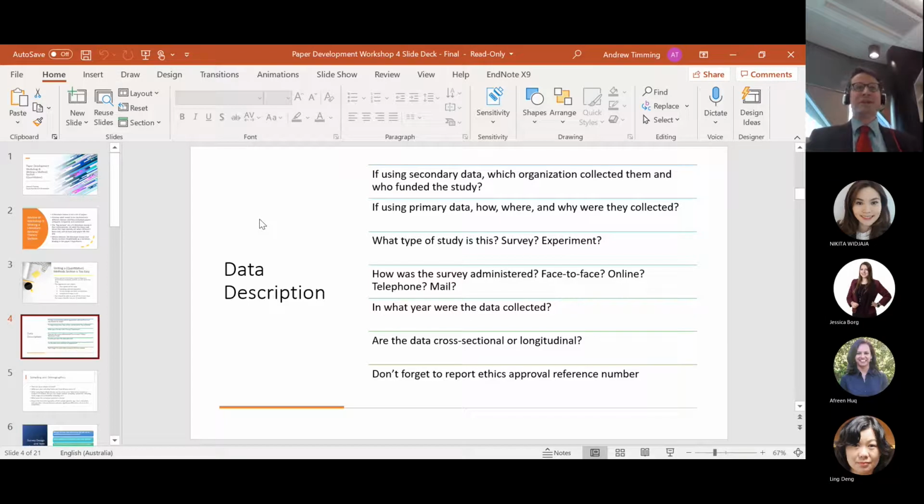In what year were the data collected, right? That would seem to be not only an important, I would say an essential piece of information so that the reader can understand the time frame surrounding your paper.